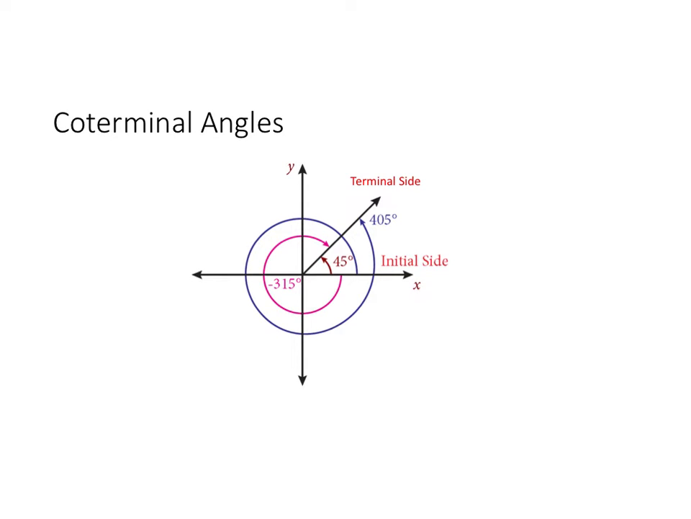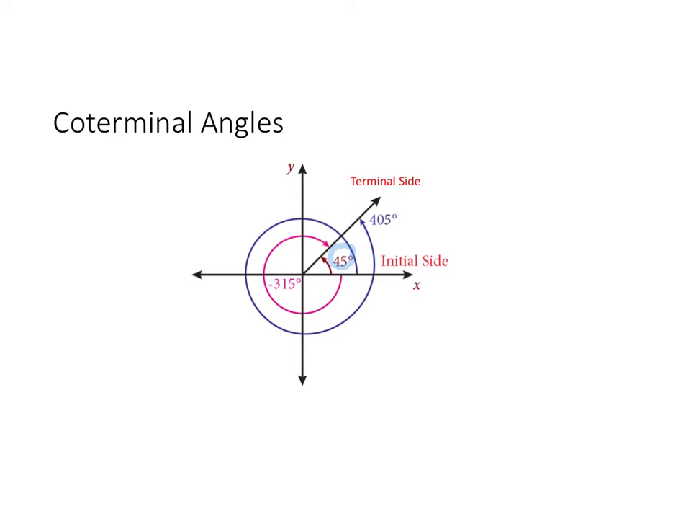Now, what do we mean by coterminal angles? Coterminal angles have the same initial side and terminal side. So let's look. We got three different angles here. First, let's look at the 45-degree angle, all right? The 45-degree angle starts at the initial side, which is the positive x-axis, and goes to the terminal side in a counterclockwise direction. So it's positive 45 degrees.